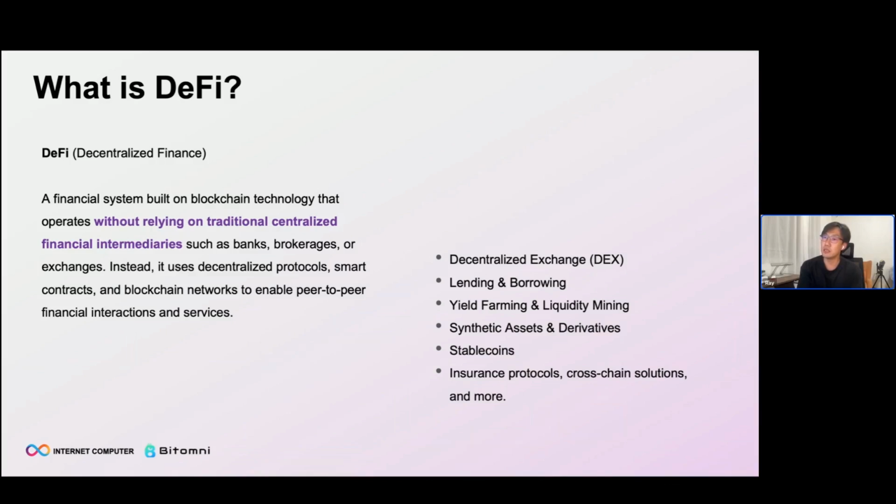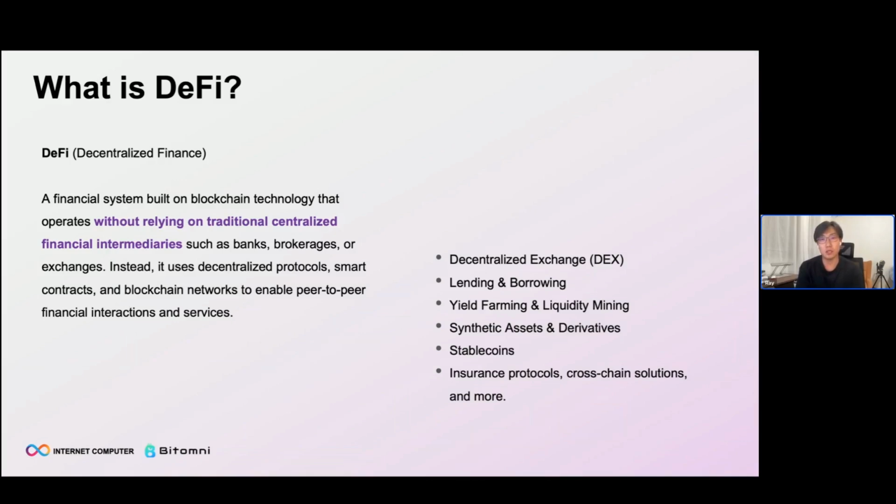As I mentioned earlier, we also have DEXs on IC. In the ICP ecosystem, we know there are ICP Swap, ICP-EX, and also Lighthouse. And in our BitoBridge, we integrated ICP Swap as the default DEX.